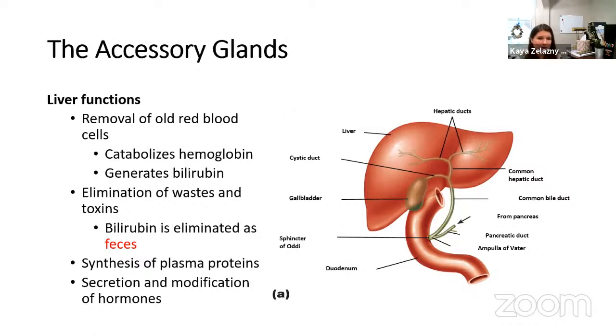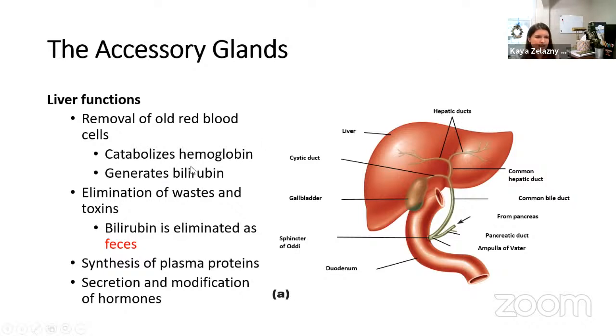So when we talked about the cardiovascular system and we talked about blood, we talked about the life cycle of red blood cells. One of our organs that was involved in that life cycle of red blood cells was the liver. So this is just a reminder that the liver is catabolizing or breaking down hemoglobin, creating bilirubin as a byproduct, which is going to get excreted. It's going to mix in with the feces. It's one of the things that give feces their brown color.